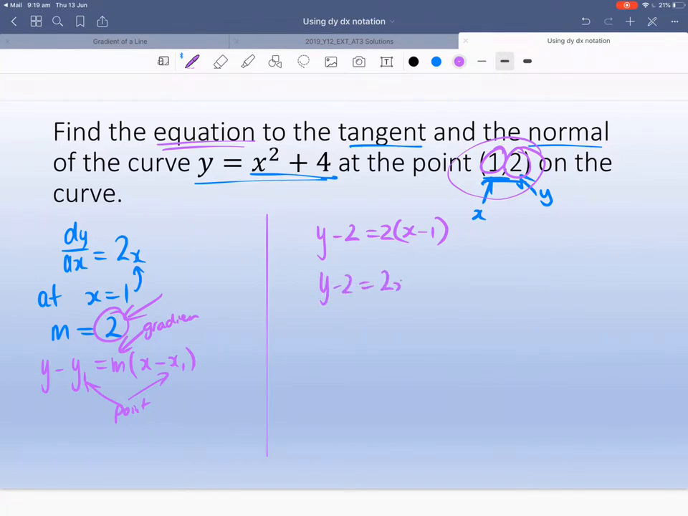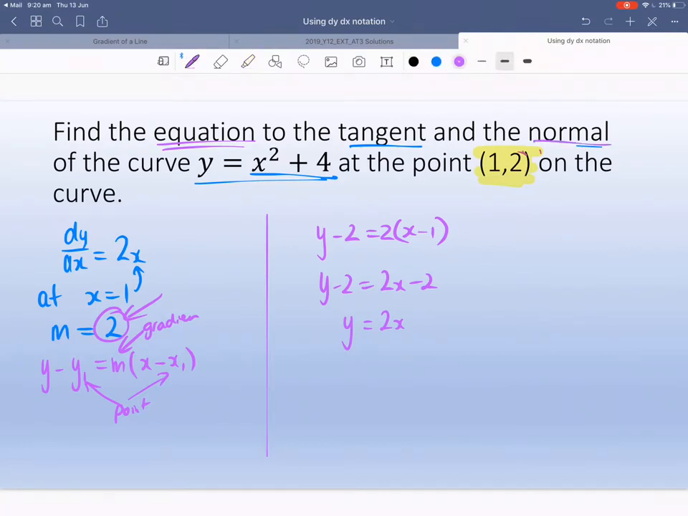So I'm going to expand the right-hand side, and let's put it in gradient-intercept form. Seems pretty good to me. Oh, it's going to be 0. So it's just y equals 2x. So that's the tangent at this point here. All right, so that's the tangent at that point.